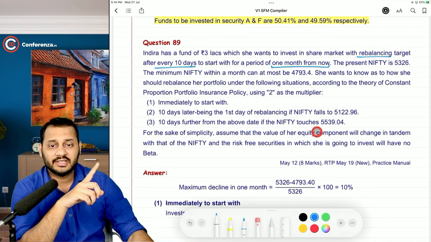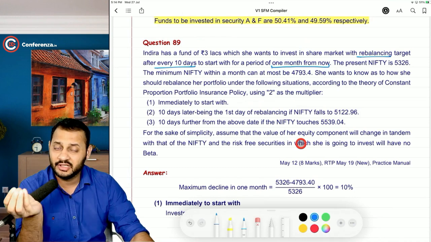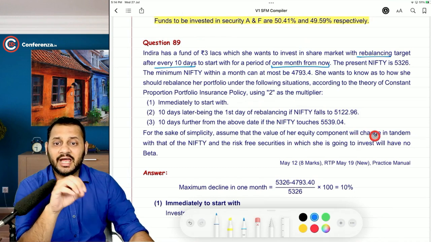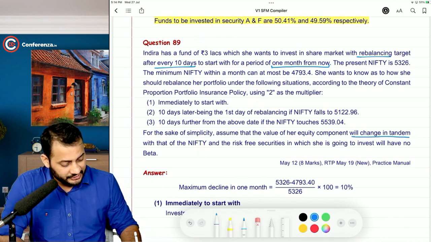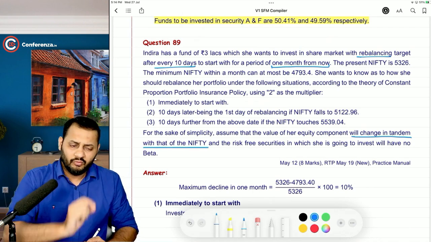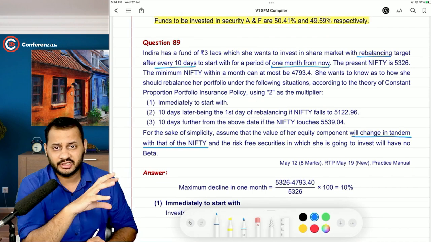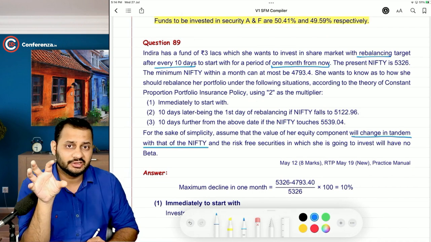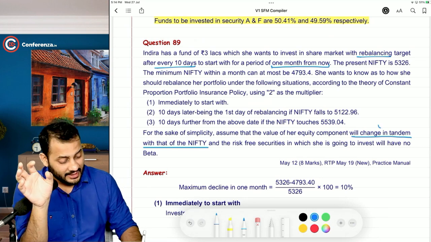Okay. For the sake of simplicity, assume that the value of her equity component, the equity in which she will invest, will change in tandem with that of the Nifty. Now, underline will change in tandem with that of the Nifty. What does that mean? What is that concept which says that if the Nifty is changing this much, equity will change this much? Tell me. This is called as the beta.